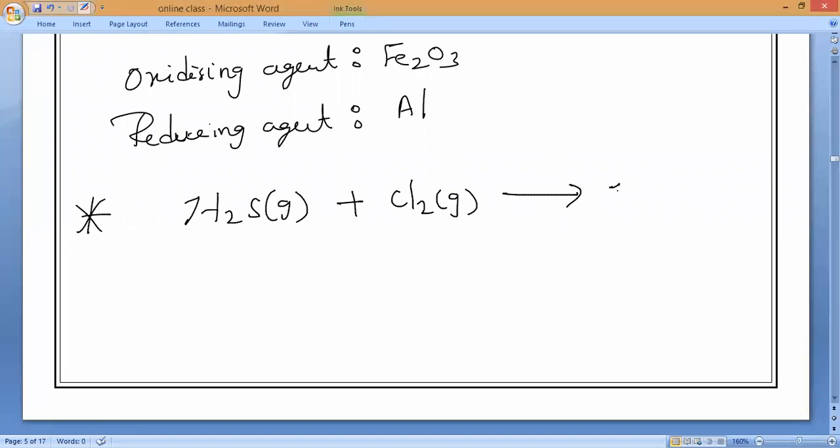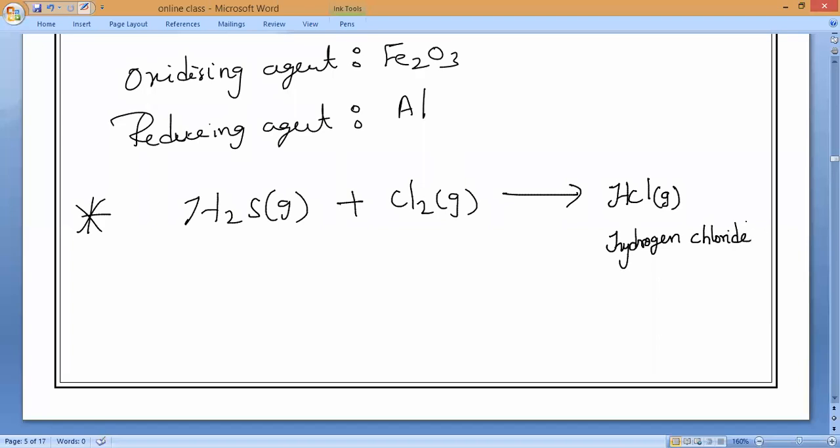HCl plus sulfur. What is the state of HCl? Monish, what is the state of HCl? Gas. Gaseous state. So is this hydrochloric acid or hydrogen chloride? Hydrogen chloride. I told you already, when HCl is coming on the product side, we have to take it as a gas. Is it yes or no?